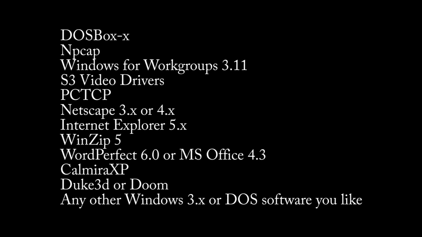Then there's a program called Calmira-XP, and that is the Windows XP shell interface for Windows 3 that makes your system look and act like Windows XP. Much more of that later in the video. In fact, that probably will get a whole video by itself. You also want to find copies of Doom, Duke 3D, any other DOS games you want to play, or for that matter, any other Windows 3 software, games, any other DOS software, whatever else you want to put into your DOSBox-X system running Windows.